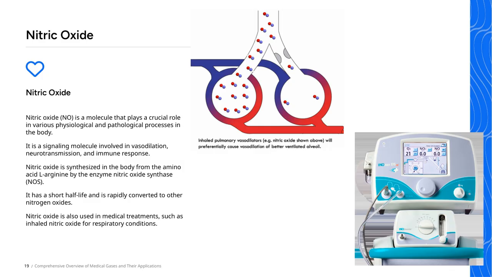In addition to its natural roles, nitric oxide is used in medical treatments, such as inhaled nitric oxide therapy for certain respiratory conditions. This highlights how understanding and harnessing this molecule can have important therapeutic benefits. Overall, nitric oxide is a key player in maintaining our health, connecting its physiological roles to its potential in medical applications, which ties nicely into our broader theme of medical gases and their diverse uses.